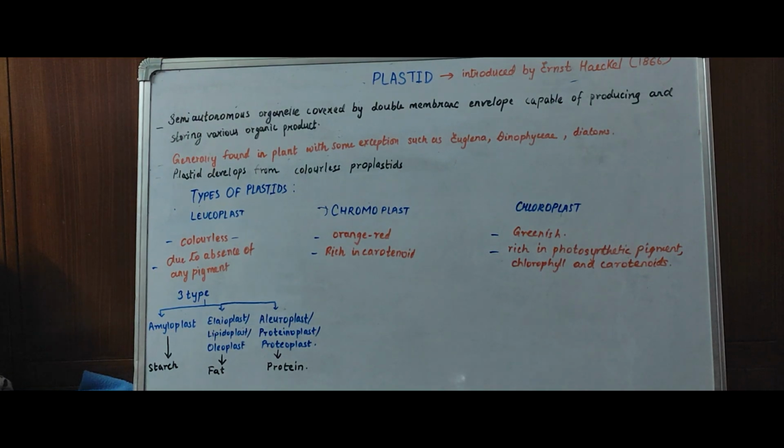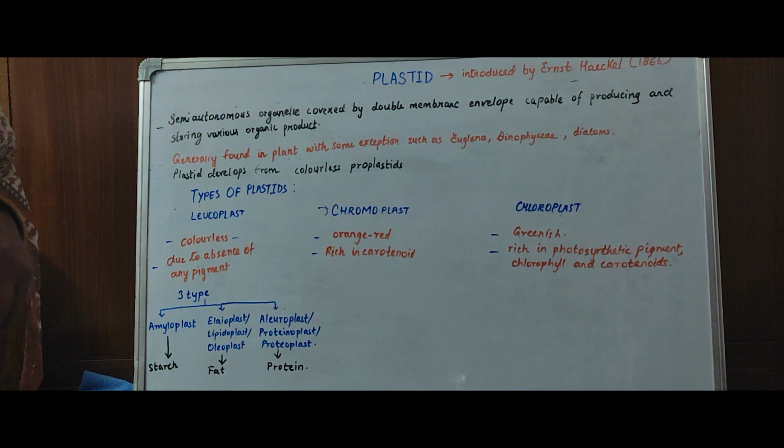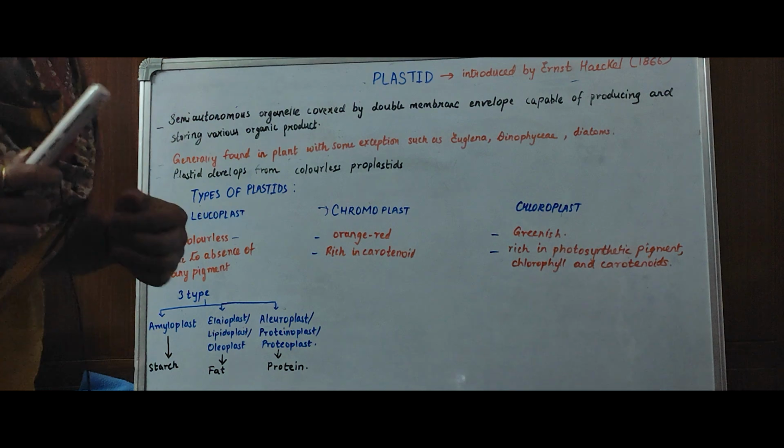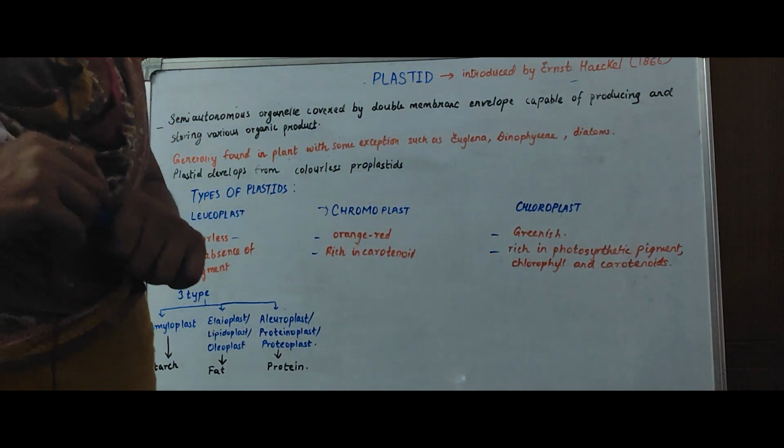So today we are discussing plastid. Plastid from eukaryotic cell. These plastids are organelles which are found in plants. But in some protista also they are seen, such as Euglena, Dinophysia, diatom. So they also contain plastid. So we can say that they are generally found in plant, but some exceptions are also there. This plastid was first introduced or seen by Ernest Haeckel in 1866.